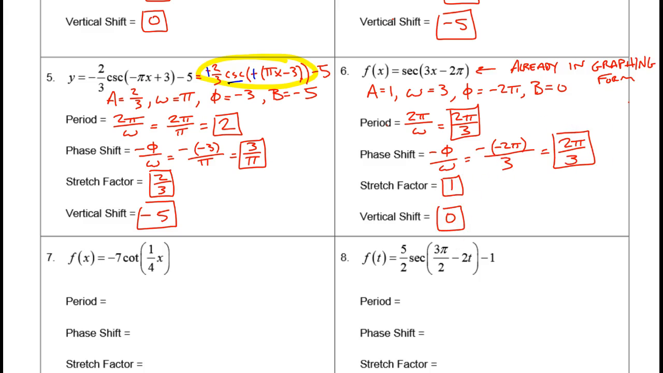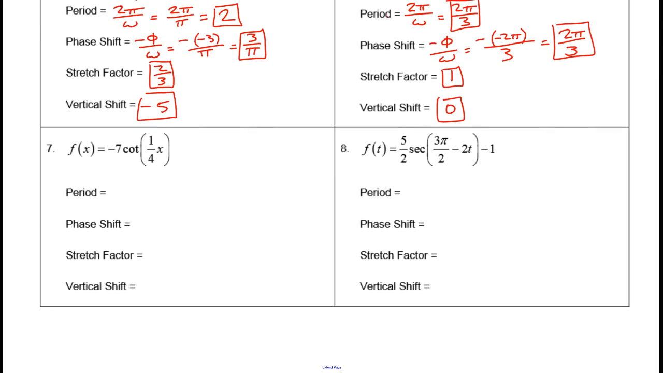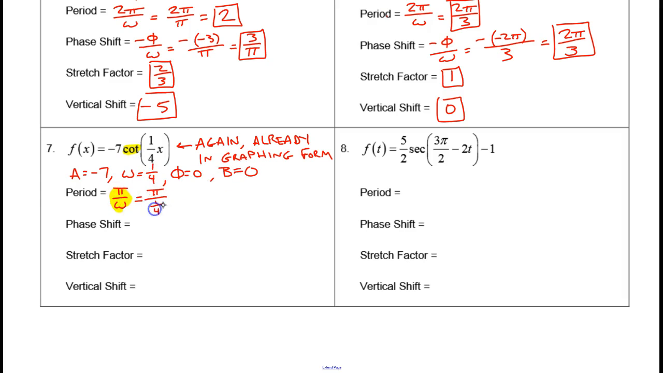Okay, there's example 6, folks, and you'll notice I made a note here saying it's already in graphing form. That means I didn't have to factor out a negative sign or anything from inside the argument of the trig function like I did in some of the previous examples. We've got 2 more left here. Let's move on to number 7. All right, folks, here's example 7.